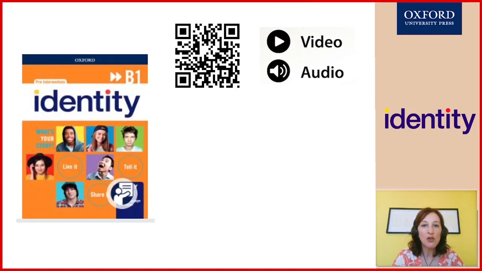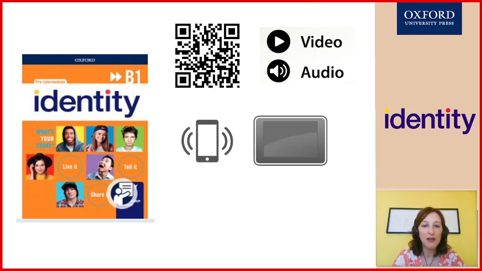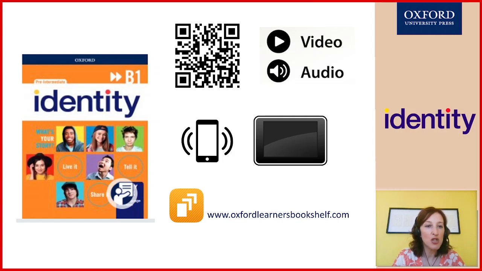The entry booklet also has a QR code inside the front cover, so don't forget that that's there. And with this, students can access the video and the audio automatically in one click and be able to see all the multimedia on their phone or on their tablet. Also, don't forget that the digital version of Identity B1 entry book is also available for teachers and for students on our platform, Oxford Learners Bookshelf.